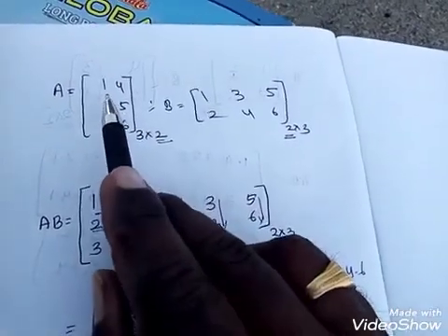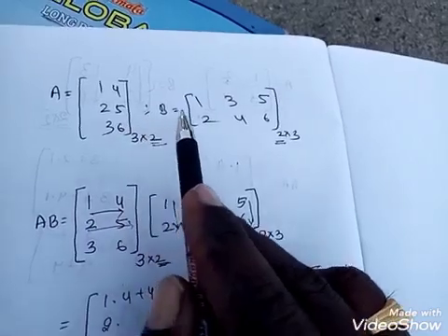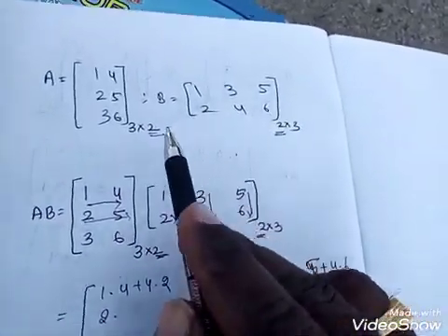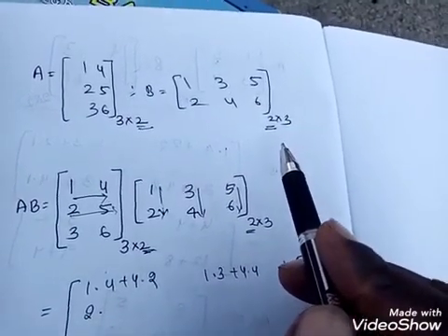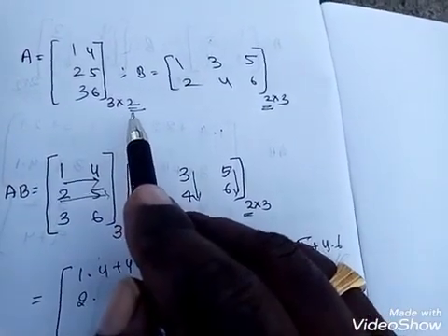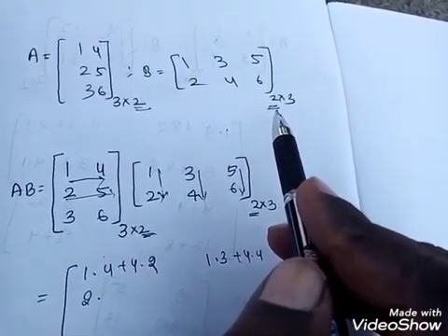Here is another example I am taking. Observe there, the matrix 1 4, 2 5, 3 6 and the matrix 1 2 1 3 5, 2 4 6, where the first is a 3 by 2 matrix and this is a 2 by 3 matrix. Now here what I am getting. Observe there, the number of columns in the first matrix is equal to the number of rows in the second matrix. Therefore multiplication of matrices is possible.